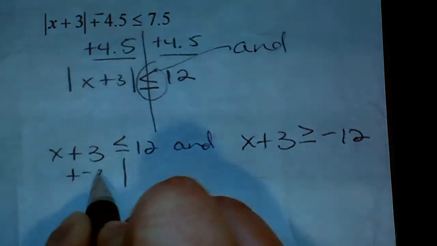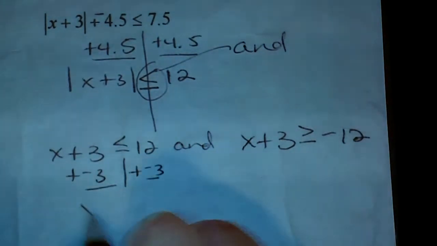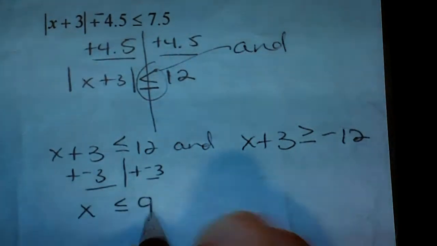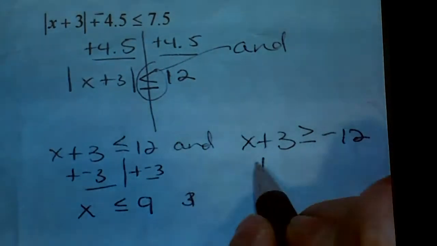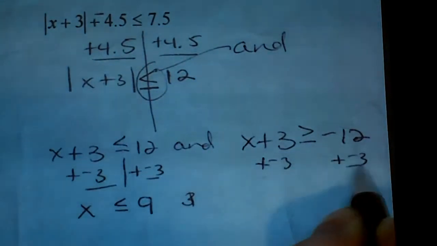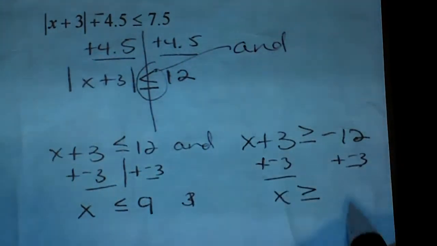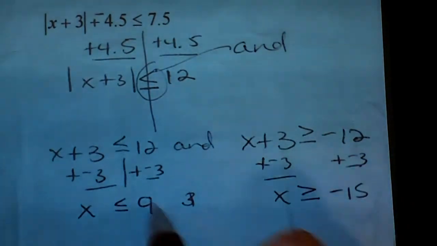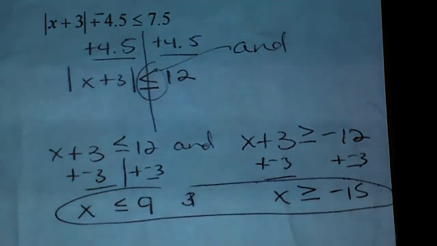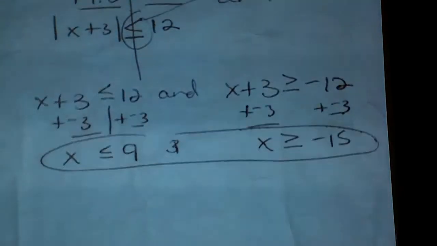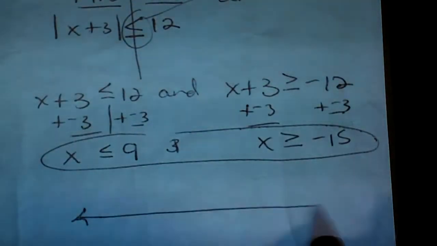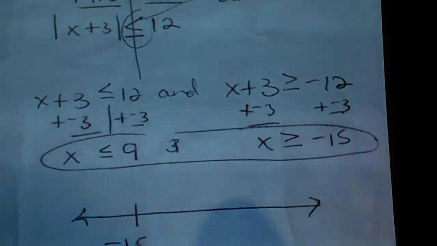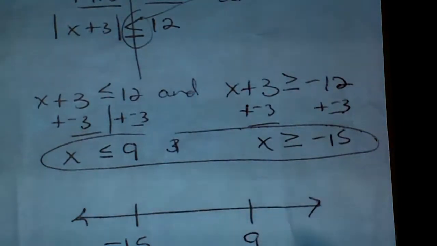Let's solve these out. I'm going to add a -3 to each side, so x is less than or equal to 9. And I'm going to add a -3 over here. X is greater than or equal to -15. So there's my solution statement. Now we just need to graph it. Lower digit on the left, so I'm putting -15 over here. I'm going to put 9 over there.